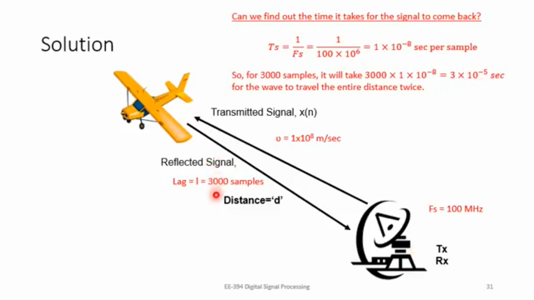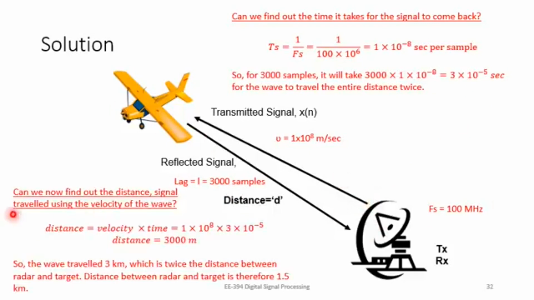So previously we knew only the number of samples. Now we have converted the samples into seconds. Now we know the exact time it took for the signal to go and come back. Now can we find the distance the signal traveled using the velocity of the wave? It's very simple. We know the distance is equal to velocity times time.